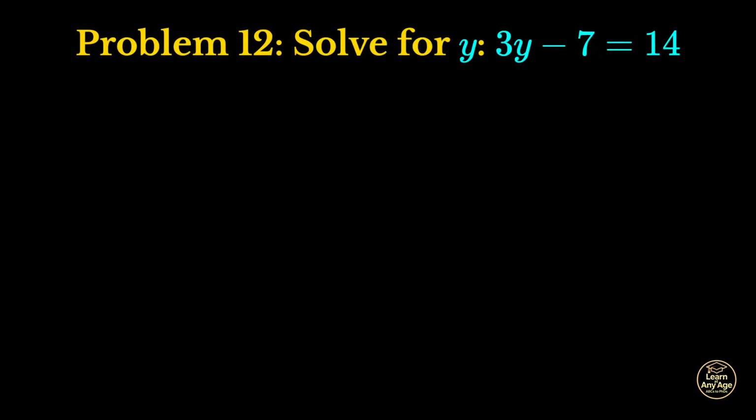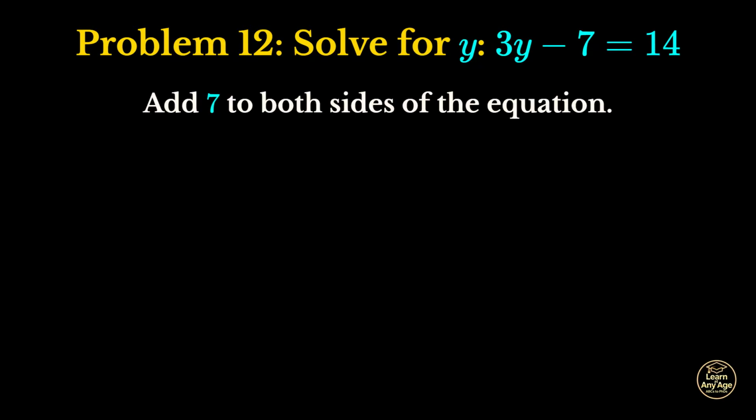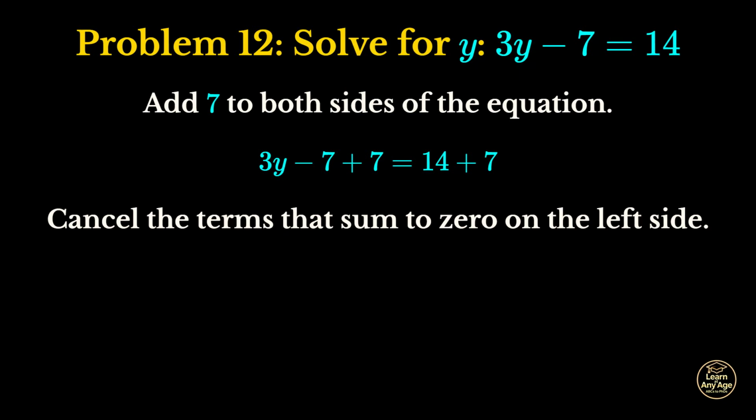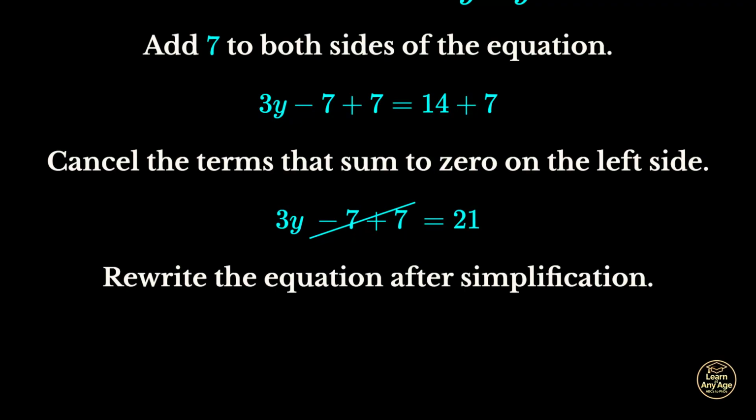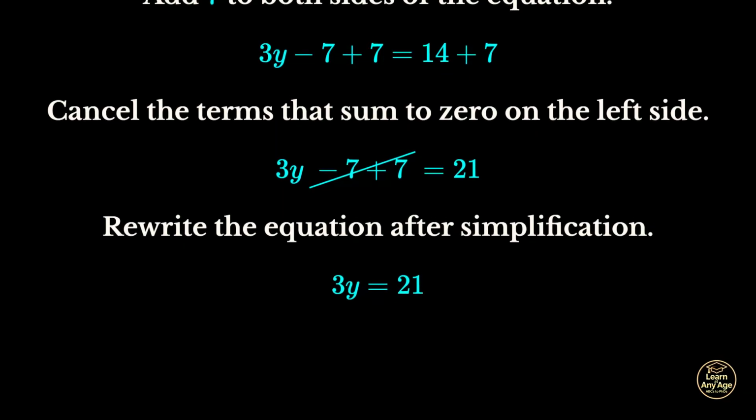Problem 12, solve for y, 3y minus 7 equals 14. Add 7 to both sides of the equation. 3y minus 7 plus 7 equals 14 plus 7. Cancel the terms that sum to 0 on the left side. 3y minus 7 plus 7 cancelled out equals 21. Rewrite the equation after simplification.